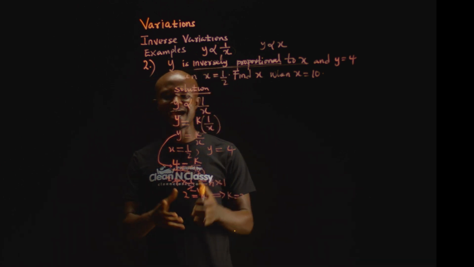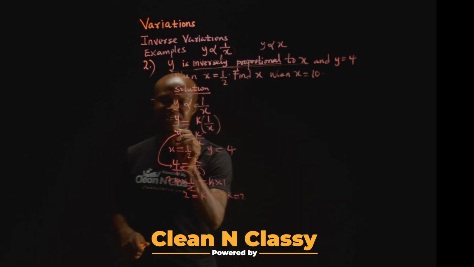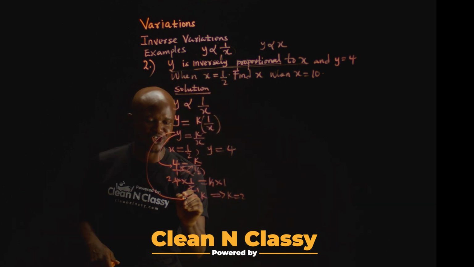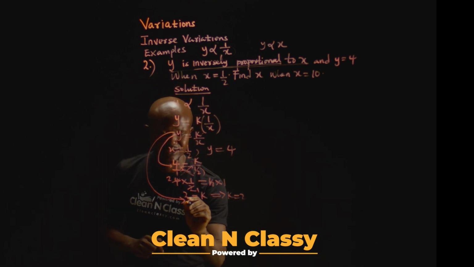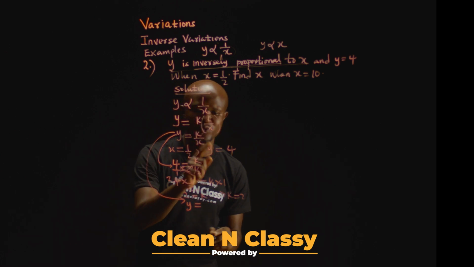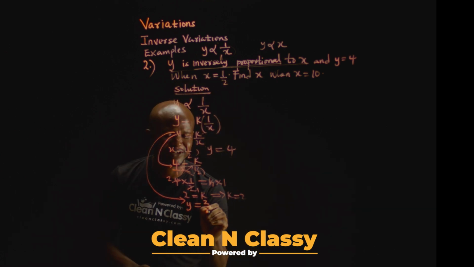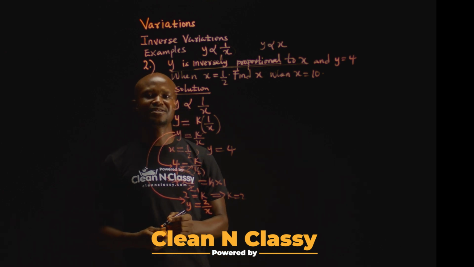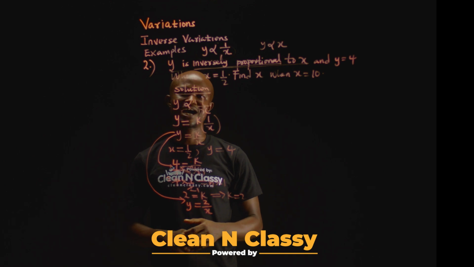Now, we need to get the relationship between y and x. From the first equation, we have y equals k over x. Anywhere we see k, we replace it with 2. So y equals 2 divided by x. That is the relationship connecting x and y.